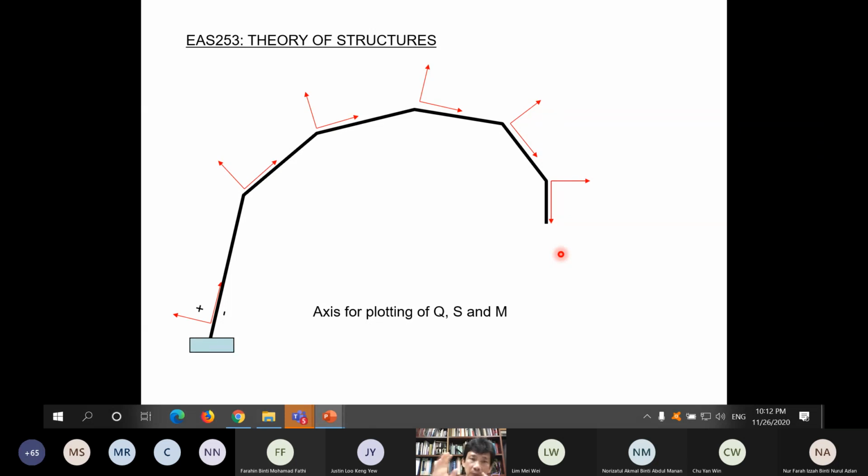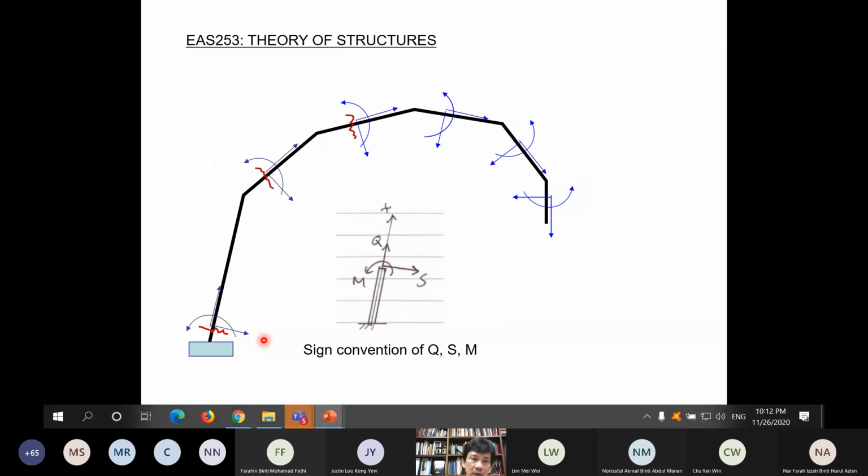Then next I show you the sign convention for positive Q, positive S, positive M for each of the cuts that we make. So here, positive shear will be like this. Positive axial, positive Q, always follows the axis X direction. Positive Q, positive S, positive bending moment, and so on for the rest of the members.